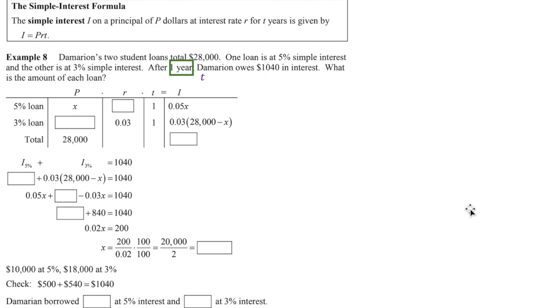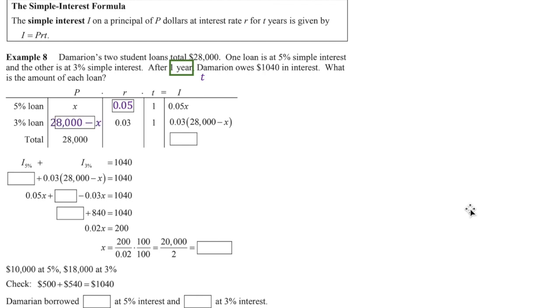We don't know how much Demarion put in the 5% loan, so we're going to label that as X. We do know that the rate is 0.05, and the time it's in that loan is 1 year. So when I multiply all the way across, our interest is equal to 0.05x. When I look at the 3% loan, we also don't know how much money we put in the 3% loan. However, we do know that altogether it was $28,000.